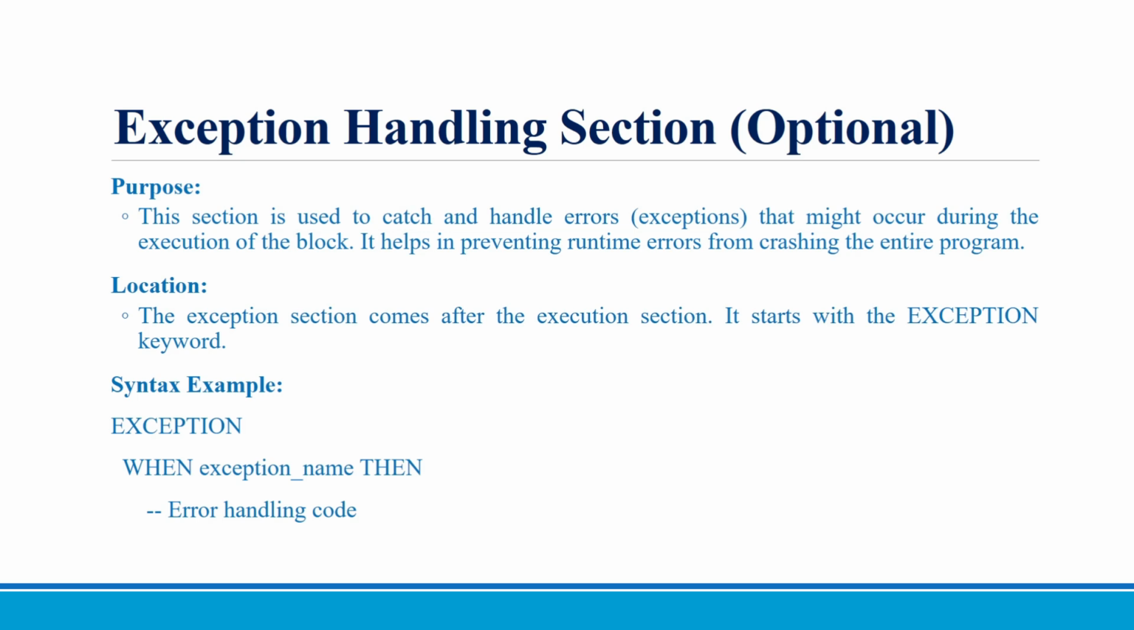The third one is the optional exception handling section. This section is used to catch and handle errors that might occur during the execution of a block, and it prevents runtime errors. Mostly we deal with runtime errors in this section. It comes after the execution section and starts with the keyword exception. For example, exception: when any exception happens, then write the error handling code.